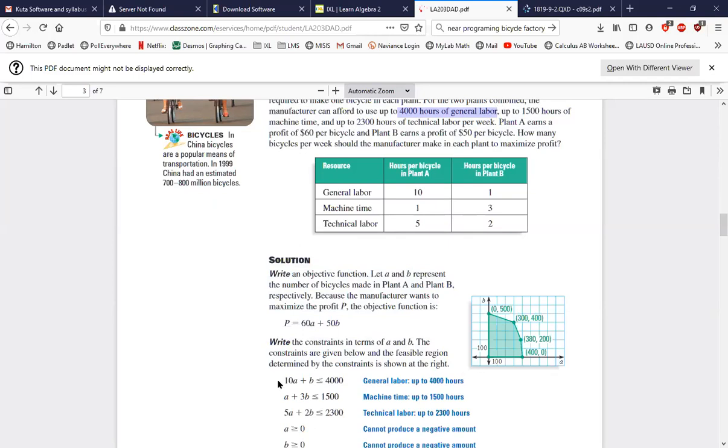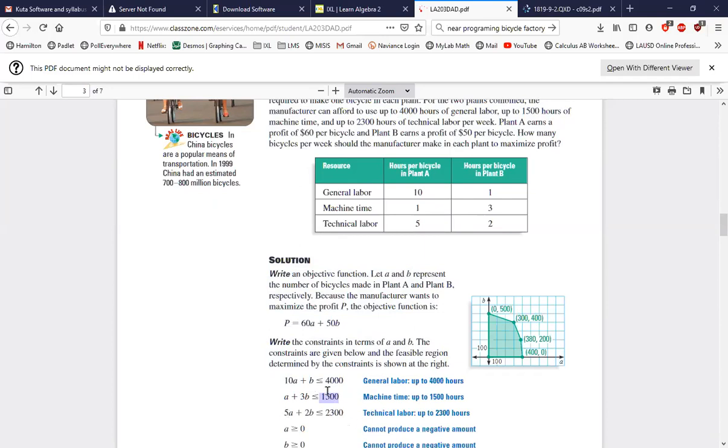So I'm going to stick a couple in A and a couple in B, but these hours have to be less than 4,000. The second one, machine time. In plant A, machine time only takes 1 labor hour versus 3 for plant B. So how much do we have for machine time? Looking here, up to 1,500 hours of machine time. So number of bikes made in A plus 3 times the number of bikes made in B has to be under 1,500.